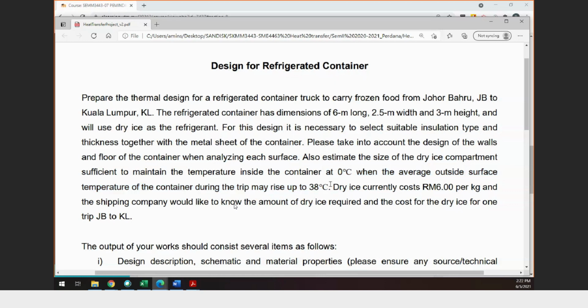Once you know the dry ice requirement, you need to calculate how much it costs. I give you the cost of the dry ice. I'm not sure whether you are familiar with dry ice or not, but dry ice, when it melts, does not produce any liquid, it just vaporizes and becomes a gas.